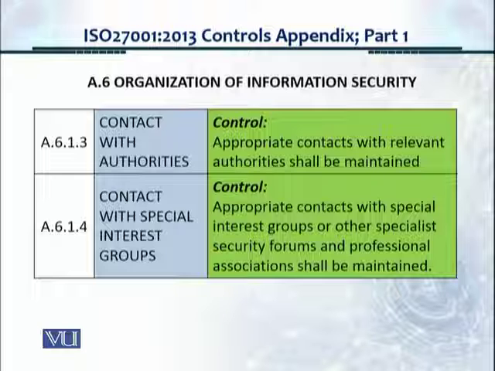And if you remember, we had already talked about interested parties, but here we're talking about special interest groups. And in green, it says appropriate contacts with special interest groups or other specialist security forums and professional associations shall be maintained. And this could be, for example, signing up for advisories related to vulnerabilities, or other specialist organizations which release information related to security viruses, and the computer emergency response team, which gives alerts, for example, security alerts.